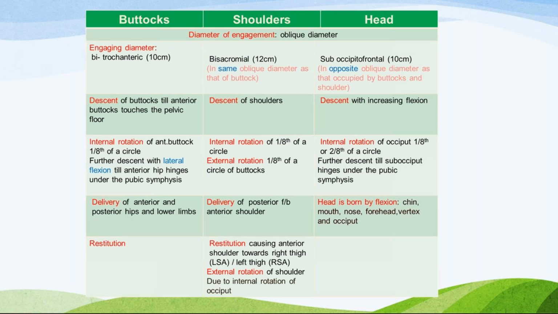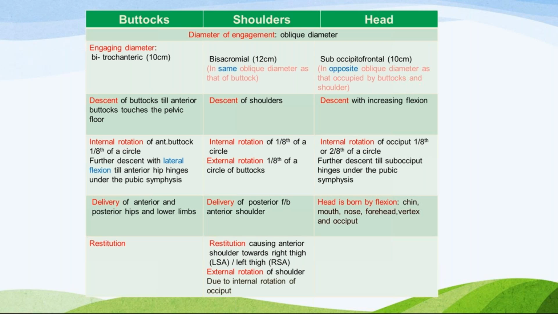Internal rotation of the body, again not exact, is like cephalic version. If it is a vertical structure, it has to rotate towards this side. So the anterior buttock will come behind the symphysis pubis. Till the anterior buttock hinges behind the pubis, and at the same time there is delivery of the anterior shoulder, followed by lateral flexion, and delivery.